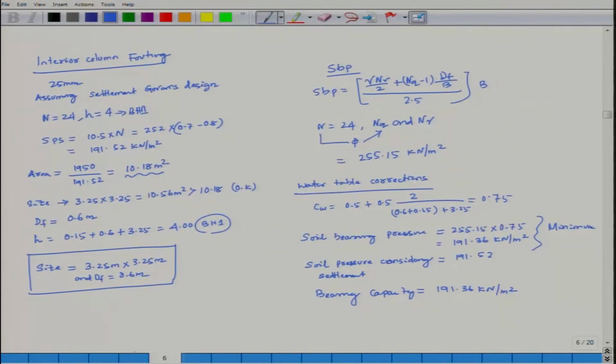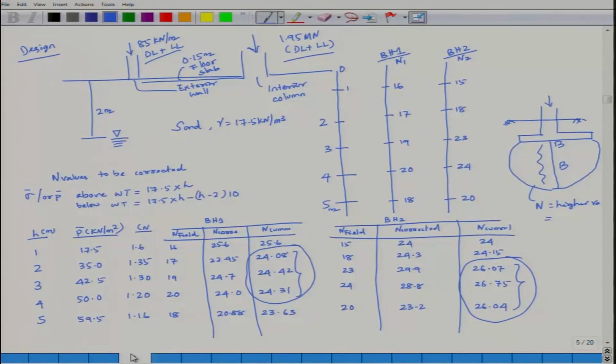So, if I summarize what we have done, this is the case that has been given. One is your exterior wall, another is your interior wall, and it has been asked to design, particularly for the loading given: 1.95 MN for the interior column and 85 kilonewton per meter for the exterior wall. Water table is located at 2 meter below the ground surface, and it is sandy soil. There is a borehole 1 with SPT N near the interior column, and a borehole 2 near the exterior wall. Basically, N values have been corrected. These are all field N values. So, CN values are taken from the BIS, Bureau of Indian Standards, chart.